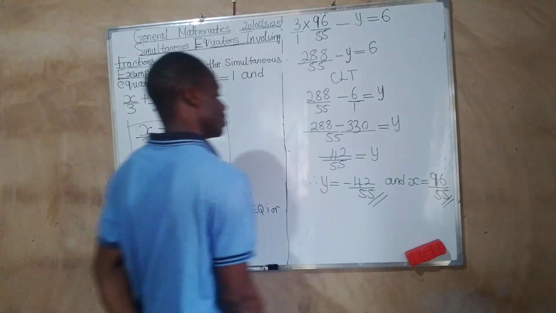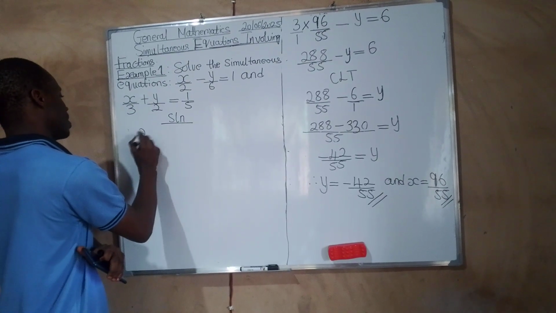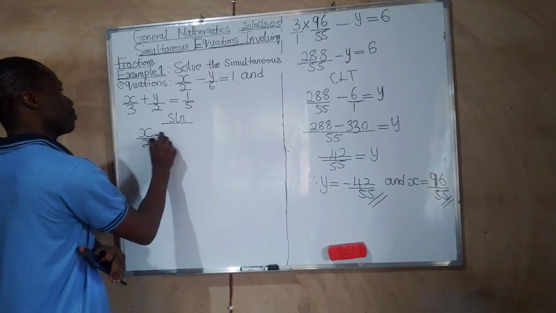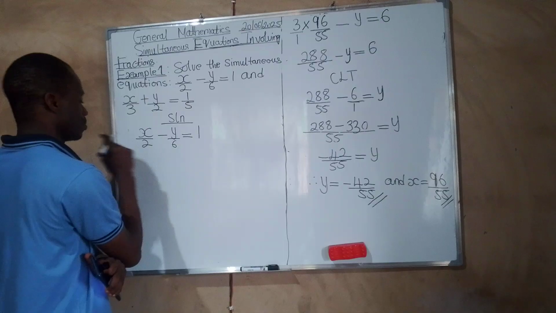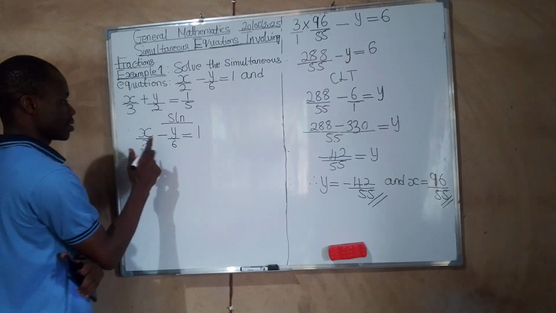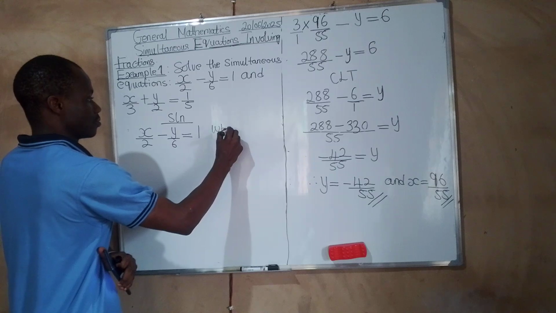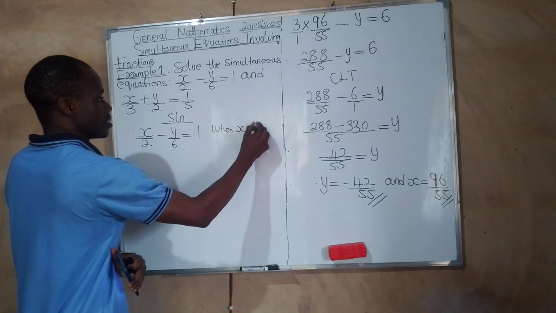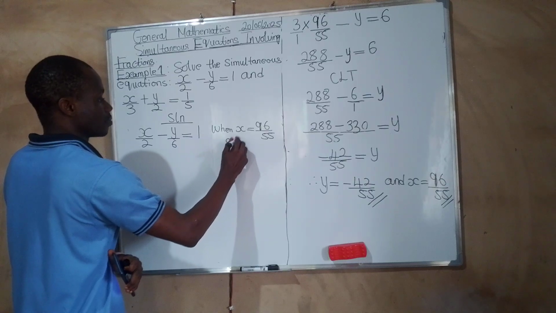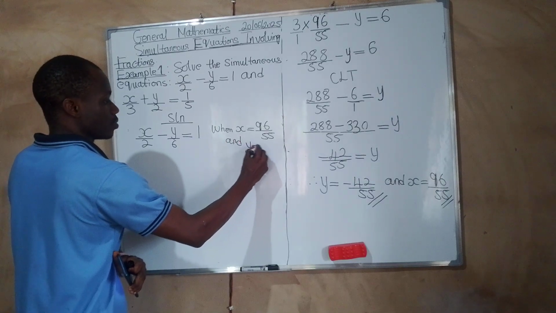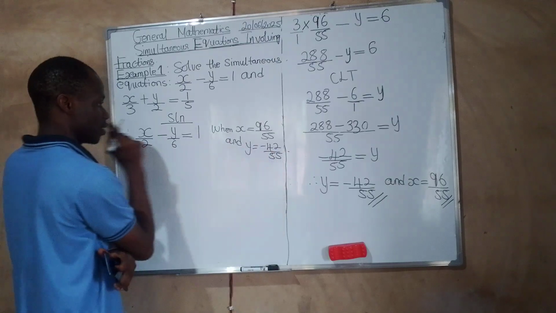So that's both answers for here. Question: we had x over 2 minus y over 6 is equal to 1. And if you notice, we said that our new answers are when x is equal to 96 over 55 and y is equal to minus 42 over 55.